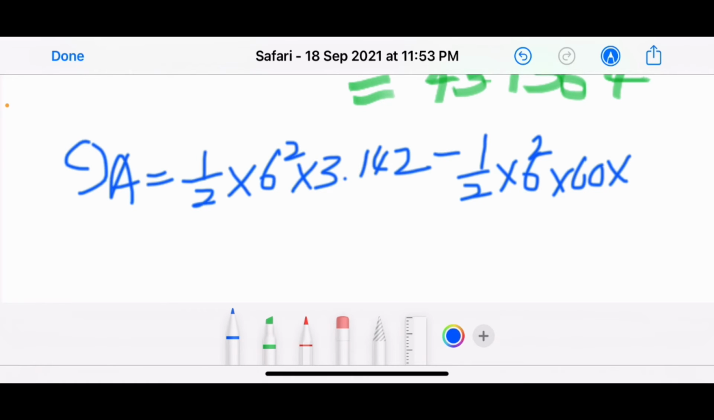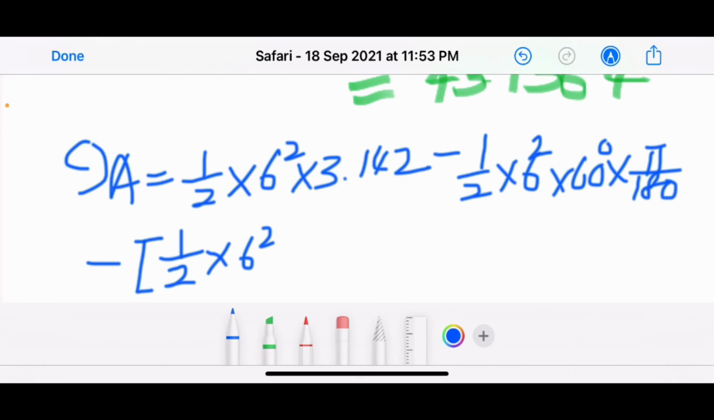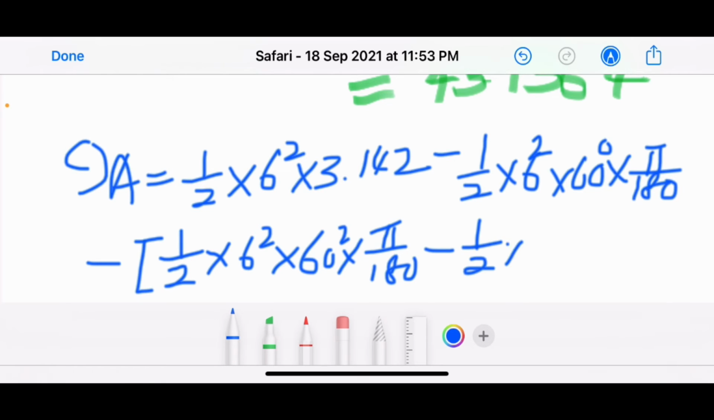60 degrees. Half r squared theta. Theta is pi over 180, so we have to convert to radians, and then we have to minus the sector and also the segment. Segment is 1/2 times 6 squared times 60 degrees times pi over 180, minus the triangle, right? Okay, triangle is 1/2 6 squared sine theta.